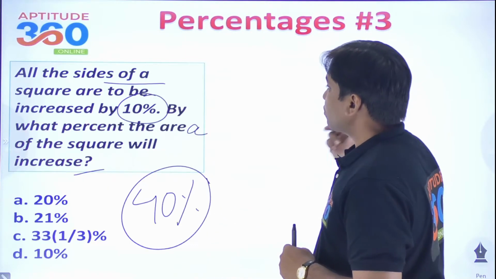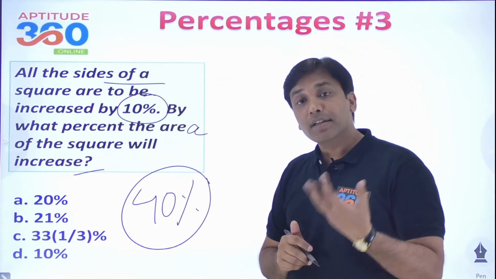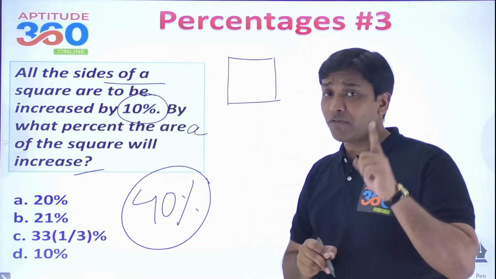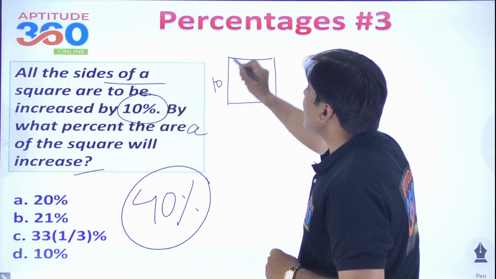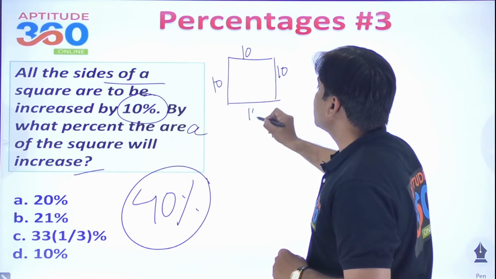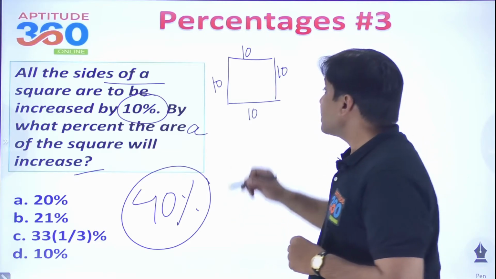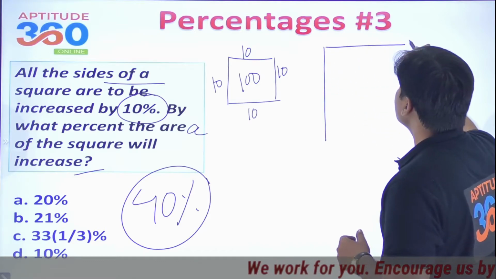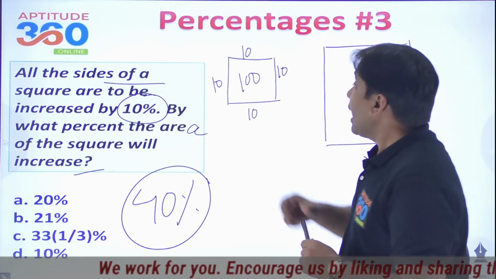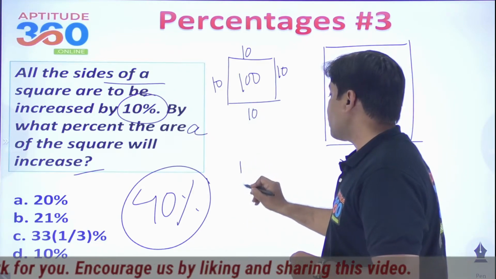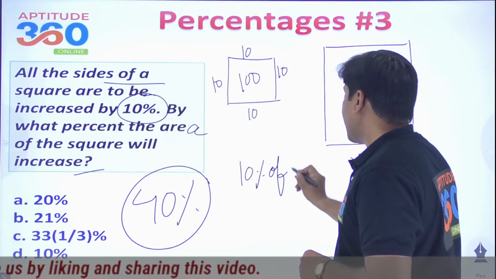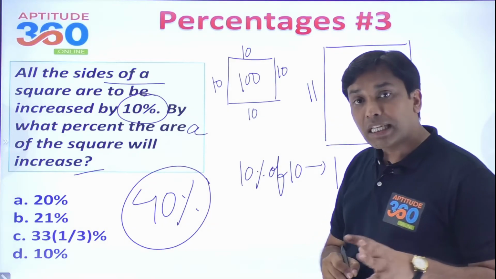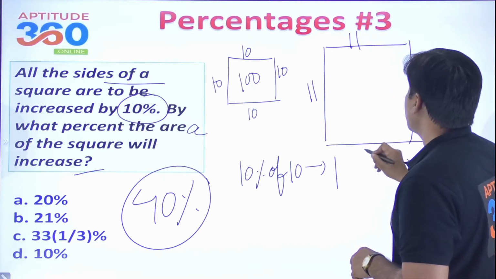I'm going back to this problem, which says all the sides are increasing by 10%. I'm going to solve this question with a very simple approach. Suppose you take all the sides as 10 centimeters. If all the sides are 10 centimeters, what is going to be the area? Side square, which is 100. Now if all the sides are increasing by 10%, what is 10% of 10? Simplify this, you will get 1. So all the sides will be increasing by 1 centimeter.